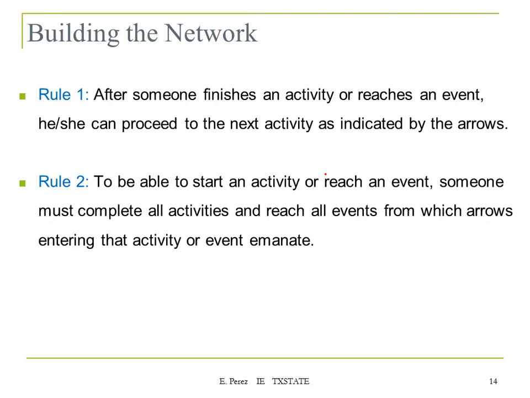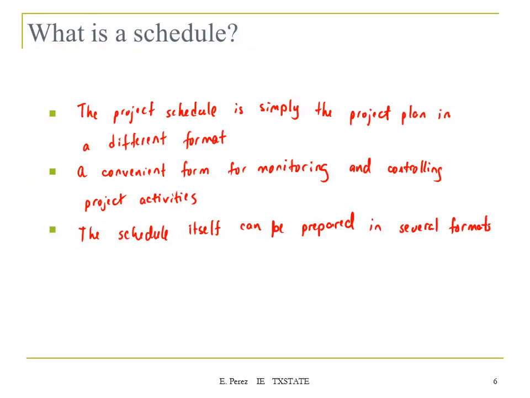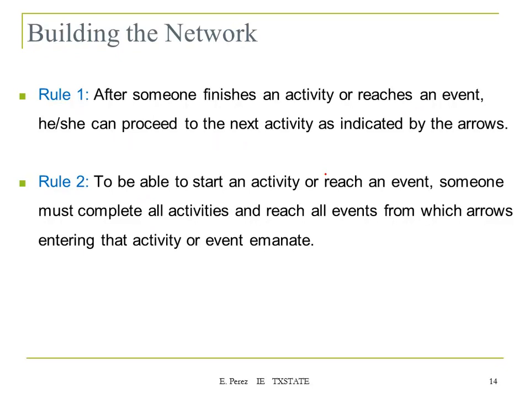Rule number two: to be able to start an activity or reach an event, someone must complete all the activities and reach all events from which arrows entering the activity or event emanate. So what I'm saying is, if you have a node, let me use a, so let's say we have this. This is node number 1, 2, 3. So in order for you to move from here to one of these two nodes, you need to make sure that these two activities are completed.